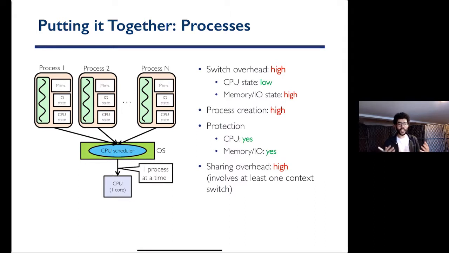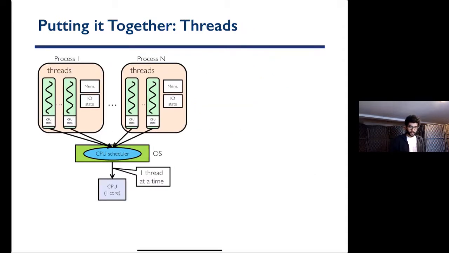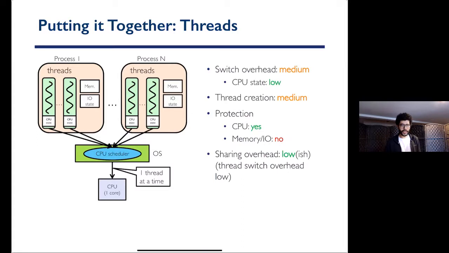So each sharing, each communication requires at least one context switch, which is costly. Now let's take a step further, add threads to this model, and see how those parameters change. Now switching overhead has gone from high to medium. The reason being that you might be switching between threads. And if you're switching between threads, you still have one CPU. So at any given time, you're running one thread.